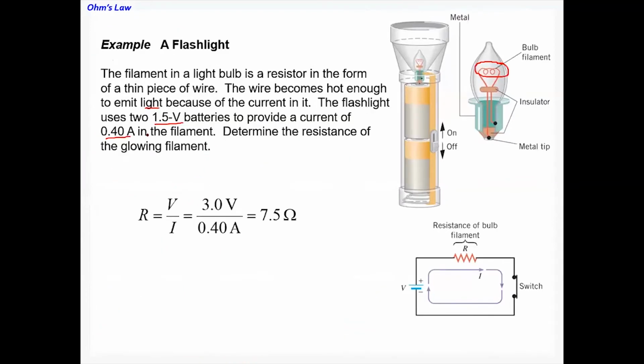So V is, what is V? Help me here. How do you get 3 volt here? Two 1.5 batteries, right? So two 1.5 batteries give me 3. So that's my V. And what is I? I is 0.4. So if you divide 3 by 0.4, you get 7.5 ohm.